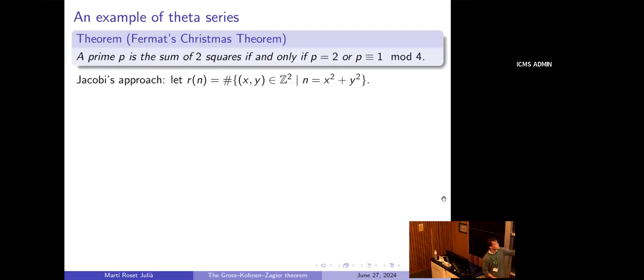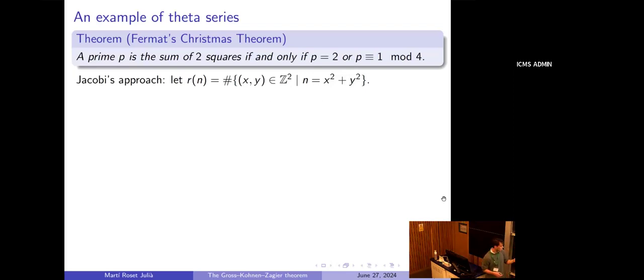So Jacobi studied these quantities, r_n, which is the number of pairs (x, y) in Z squared, such that n is equal to x squared plus y squared. And he studied these quantities by putting them into a generating series and studying properties of the generating series. And note that if we understand r_p well, we will be able to prove the theorem.